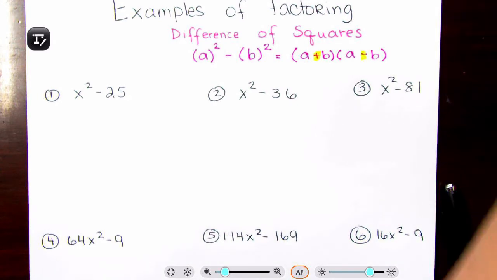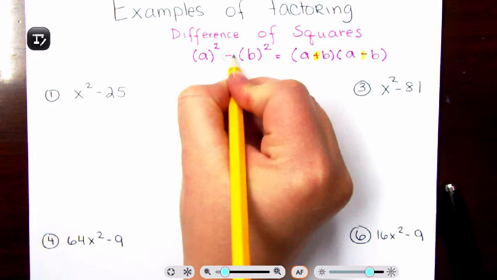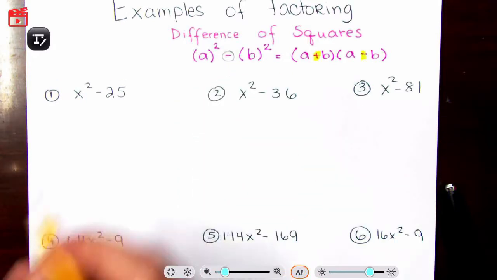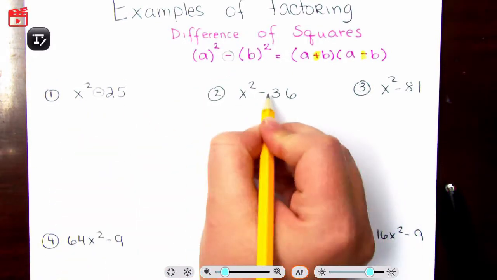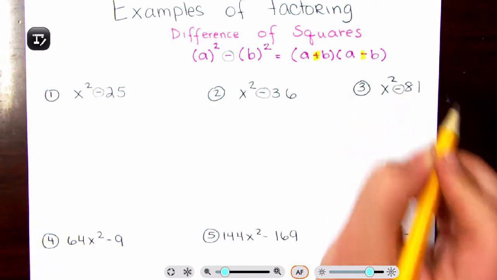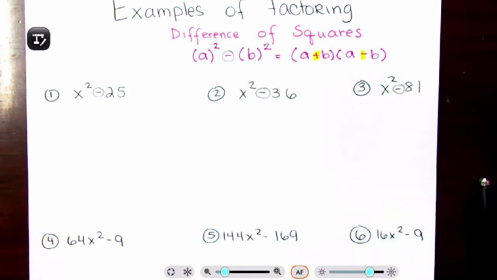And then pay attention to what you originally have. Originally you should have a minus. For example, here's a minus, here's a minus, here's a minus. If you do not have a minus, then it is not the difference of squares. But if you do have a minus, then you can do difference of squares as long as the first and the second term are both squared.